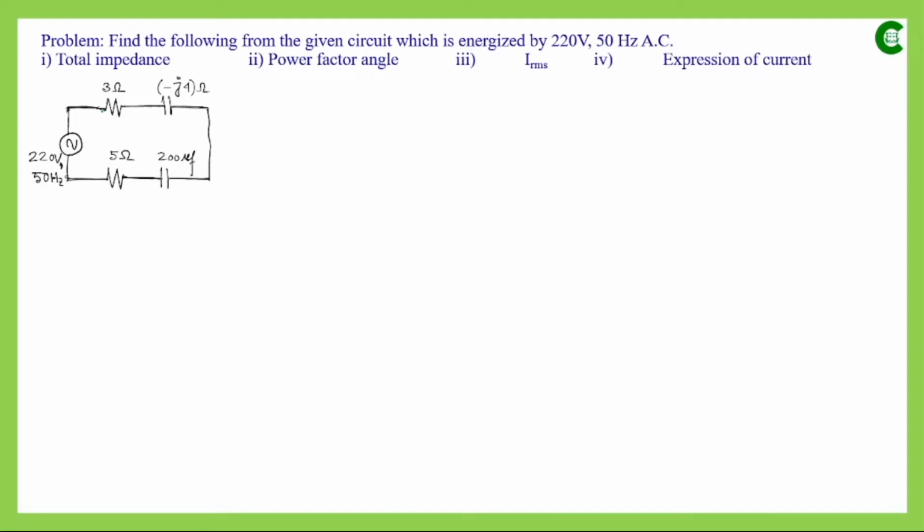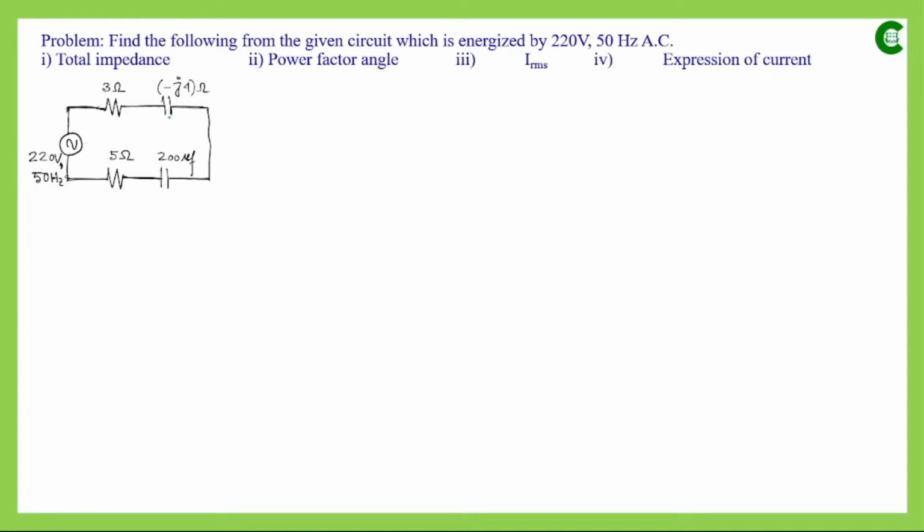Now in this circuit, what we can see is we have one resistor and another resistor, and this is 3 ohm, this is 5 ohm. We have one capacitor here and another capacitor here, and all these four components are connected in series. We have one RC branch here and another RC branch here, and they are also connected in series.